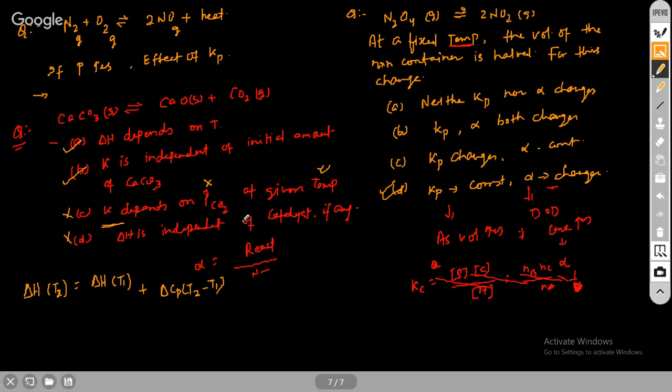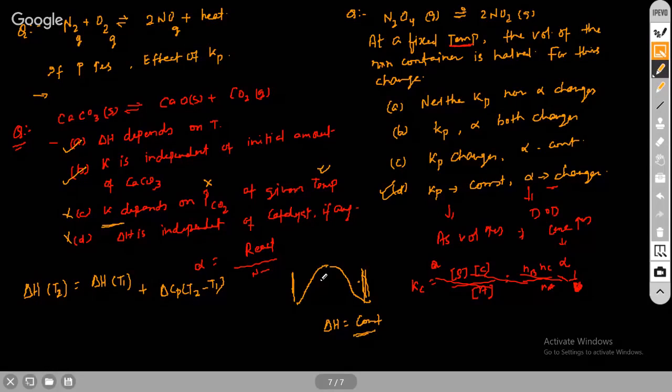Del H is independent of catalyst. Del H is not independent of catalyst, because you see the activation energy for forward and backward both decrease. This value is decreasing and this value is also decreasing if the catalyst is positive. So it will decrease in such a manner that del H will be constant. It is not like only the energy difference between the activated complex and reactant is decreasing. This energy is also decreasing with product.